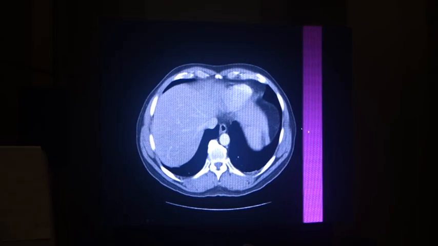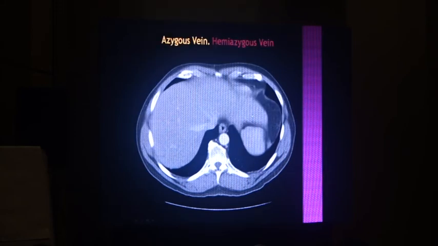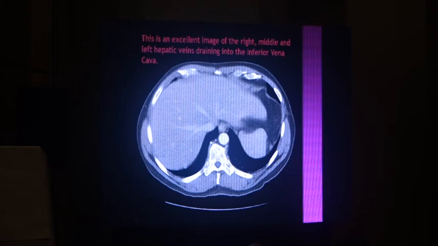Basically, this is the stomach. We can see the free gas inside the stomach, and this is contrast. Now we can see the azygous vein as well as the hemiazygous vein. These two small white structures just around the aorta are the azygous vein and hemiazygous vein. Now this is an excellent image of the right, middle and left hepatic veins draining into the IVC. You can very well appreciate.